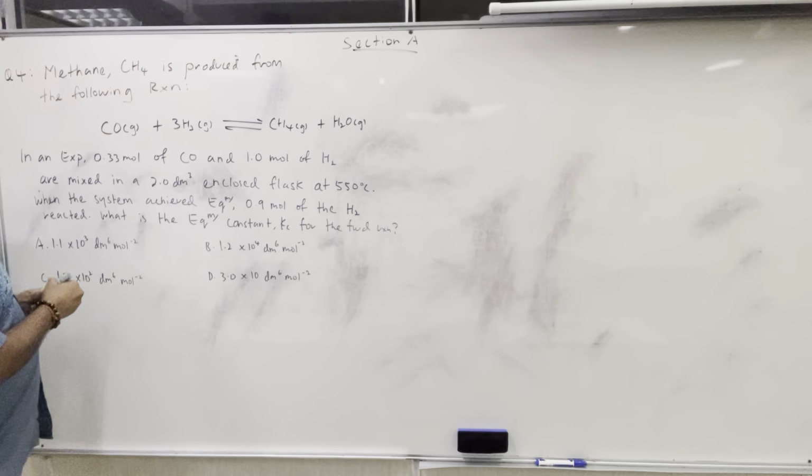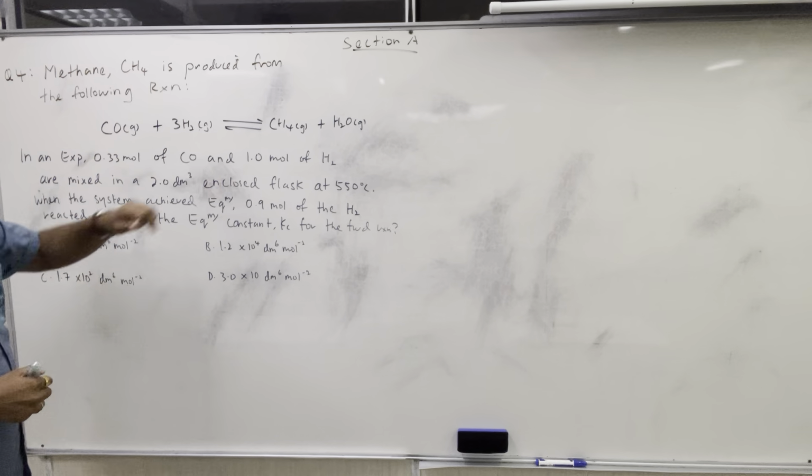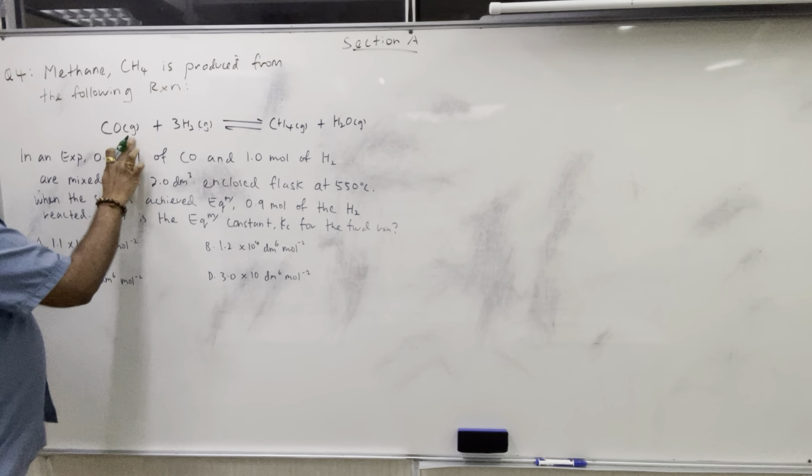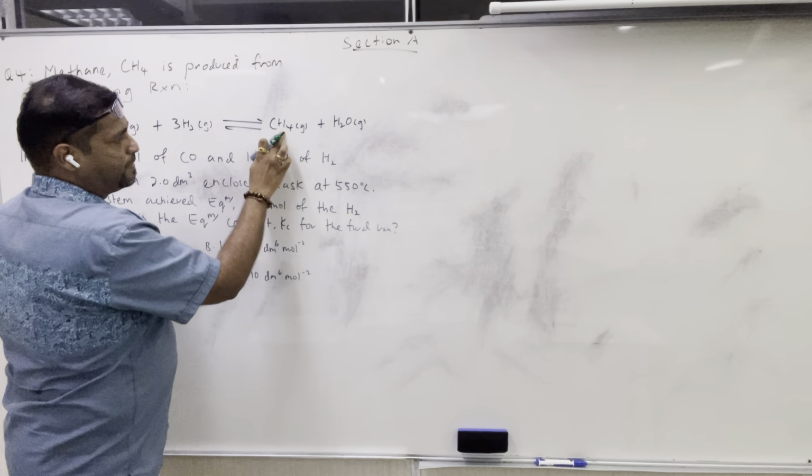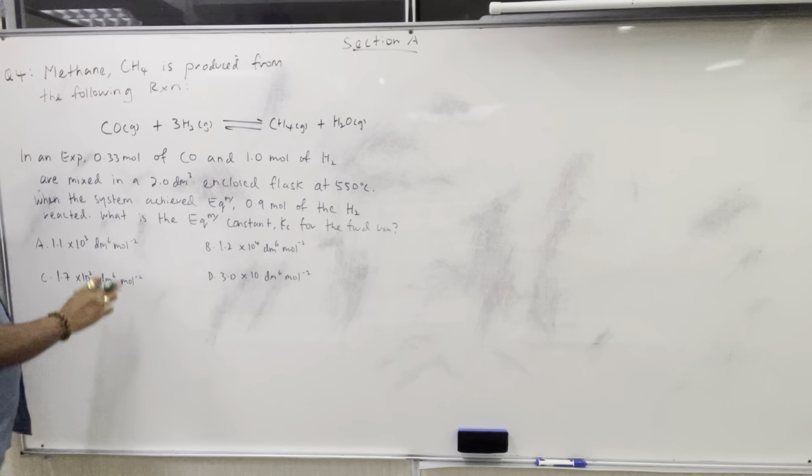Methane is produced from the following reaction as represented. You can see carbon monoxide reacted with 3 mole of hydrogen gas to form 1 mole of methane and 1 mole of water. So let's look at the question.